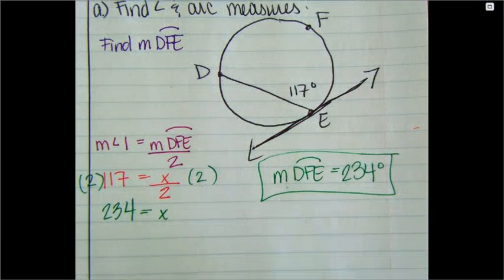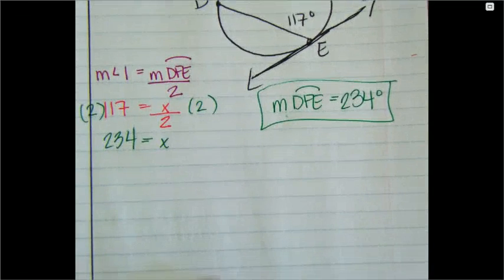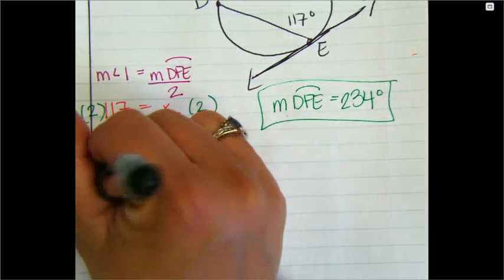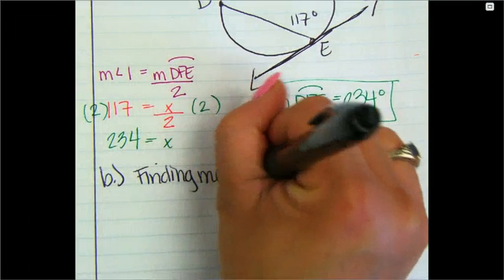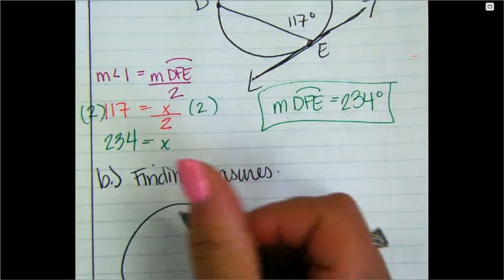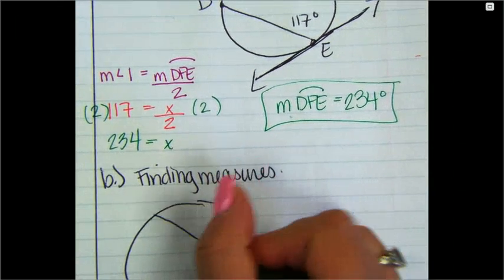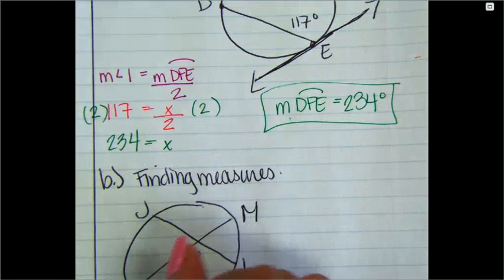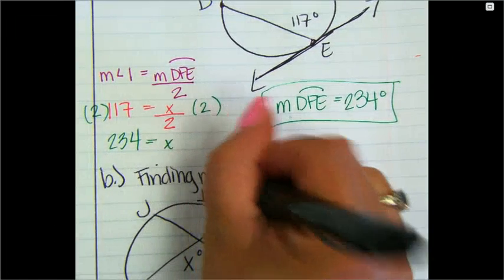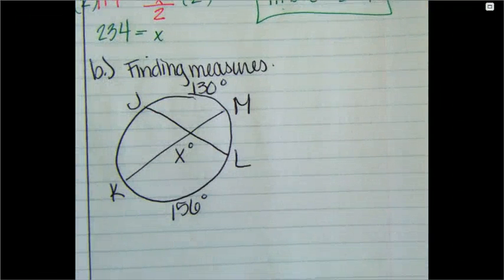How many of you used to do puzzles when you were little? Guess what this is? It's a puzzle. You have to be able to look at things, guys. It's not very explicit. Finding measures, again. See if you can do this one. J, M, O, K, X degrees, 156 degrees, 130 degrees. Try it.